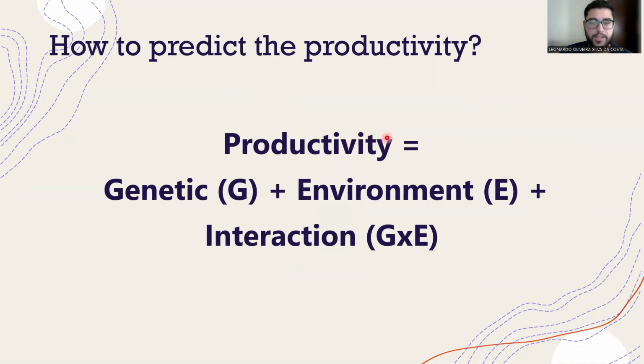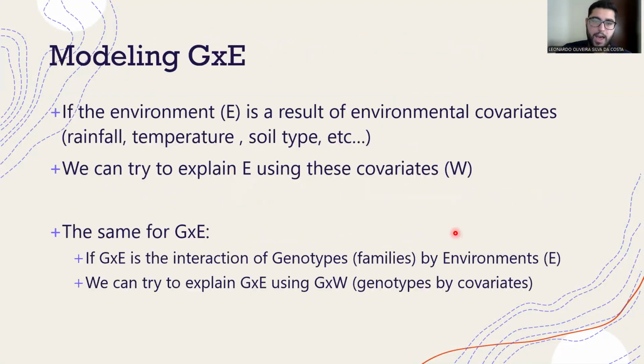So the wood production equals genetic, environmental, and interaction between environmental and genetic effects. And we can try to model G/E by treating the environment as the result of the environmental covariates. In this case, it would be rainfall, temperature, soil type, and the same can be done for the G/E. So if G/E is the interaction between genotypes and environments, and the environment here is the covariates, G/E would be G/W.